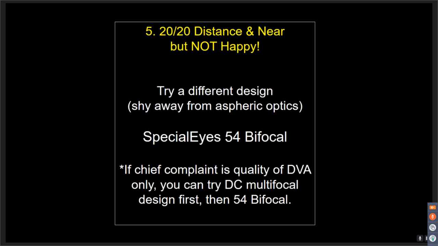Now, what happens if they're doing reasonably well and this happens? They see in your office 20/20 at distance, they see J2 up close, and you think, okay, this is a home run, but they're still complaining. Well, sometimes patients don't do as well in an aspheric optic. So there is the specialized bifocal, which is basically the same lens, just taking out the intermediate area. It gives you a larger area for distance and a larger area for near. Rather than dividing it into three different zones, you're only dividing it into two. And just like the multifocal lens, you can do a center near surrounded by distance or distance surrounded by near.